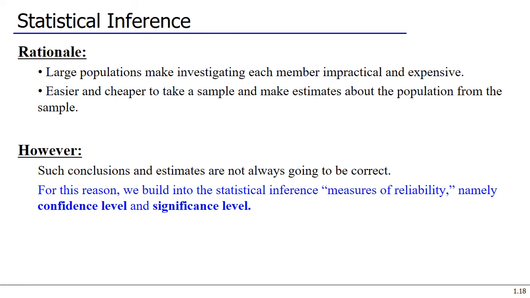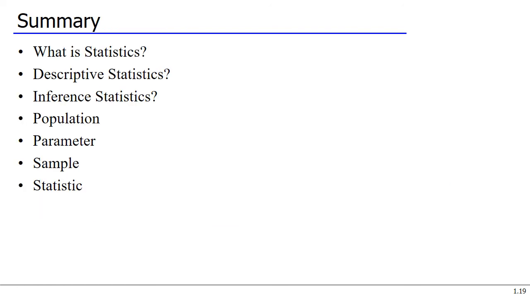However, as you can see, such conclusions and estimates are not always going to be correct. For this reason, we build into statistical inference measurable reliability, that is, confidence level and significance level.